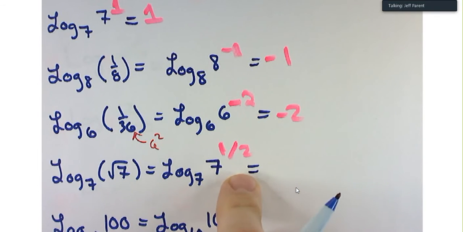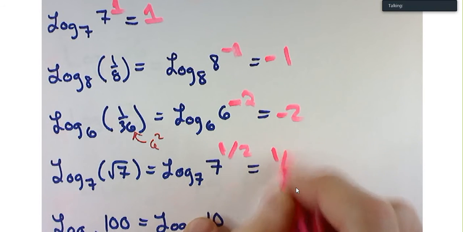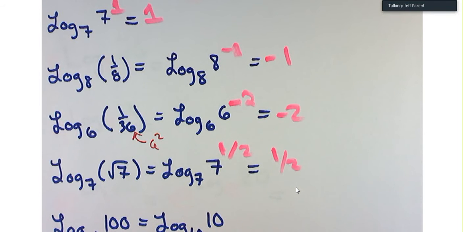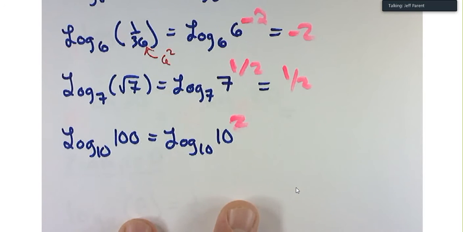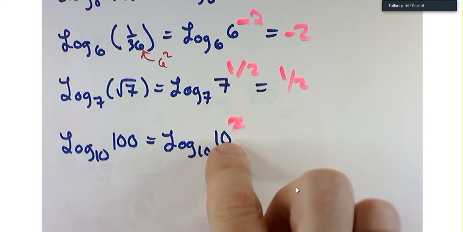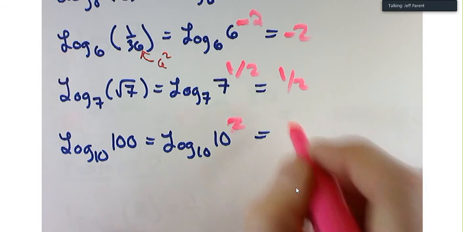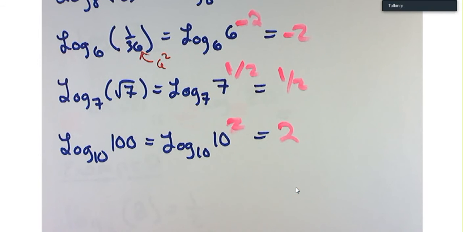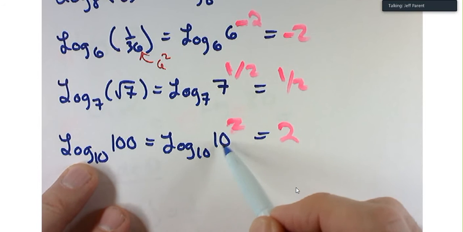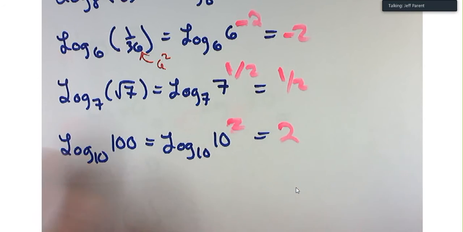Anyone want to hazard a guess as to what log base 7 of 7 to the 1/2 is? 1/2. And 100 is really 10 squared. Writing it like that so that the base here and the base here match gives me a 2. So what you're seeing in all of these is that when the base here and the base here match, your answer is just the exponent.